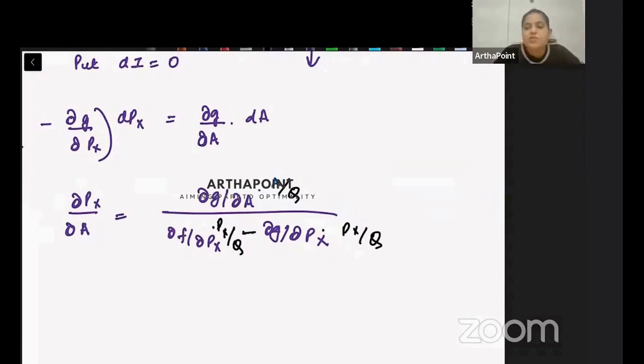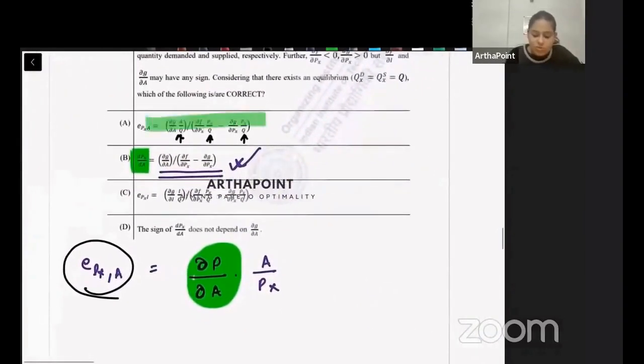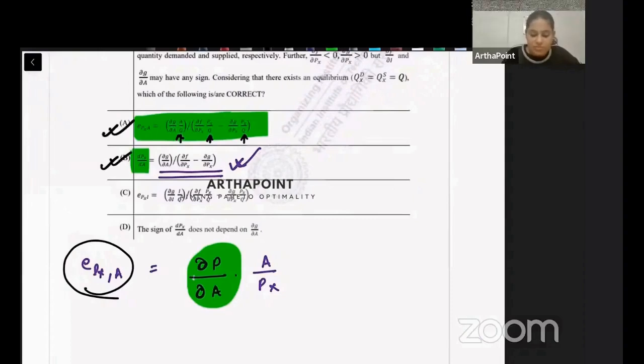They have written in terms of Q, and I also want to write in terms of Q. That is why I divided everywhere by Q. Otherwise, A by P was already there. So now if you notice, this is exactly what this option is. So this is correct. A is also correct and B is also correct. Now let's talk about option C.